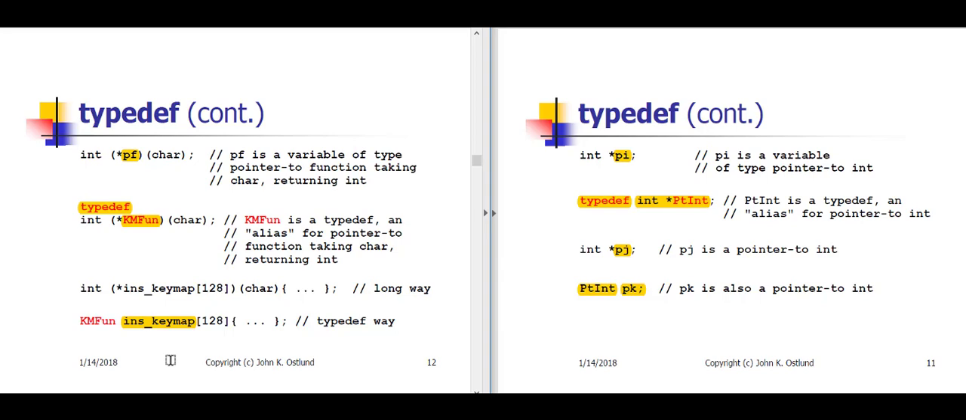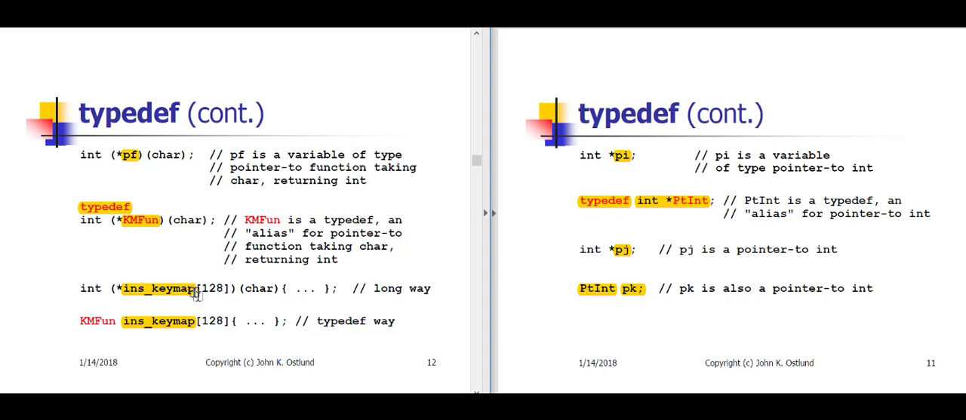Okay, I can say ins keymap is an array of 128 kmfuns. That is, ins keymap is an array of 128 keymap functions. Because of my typedef, that is exactly equivalent to what I wrote before, which was that ins keymap is an array of 128 pointers to functions that take char and return int.